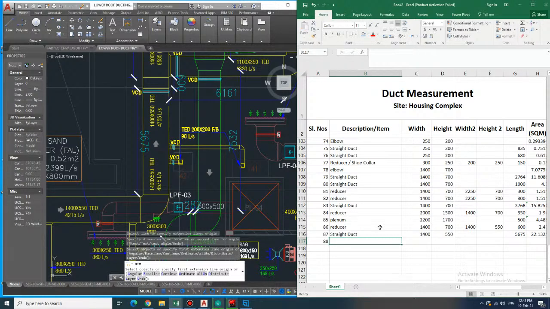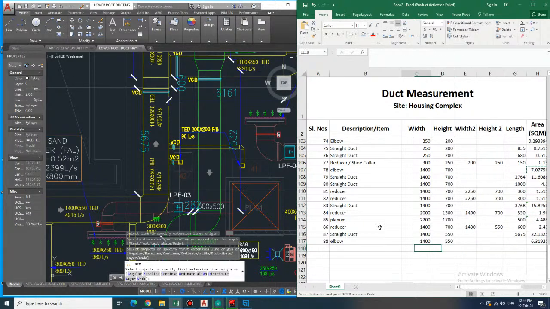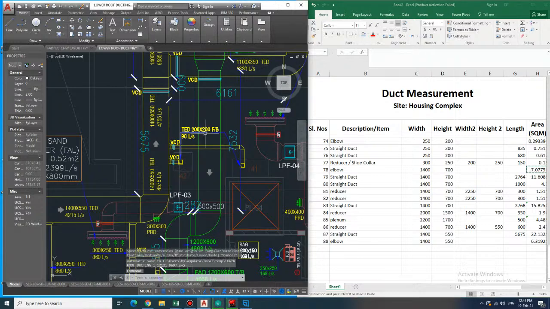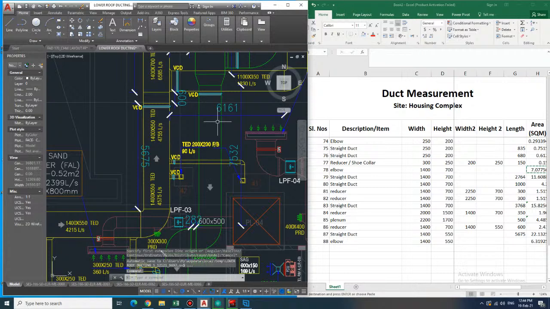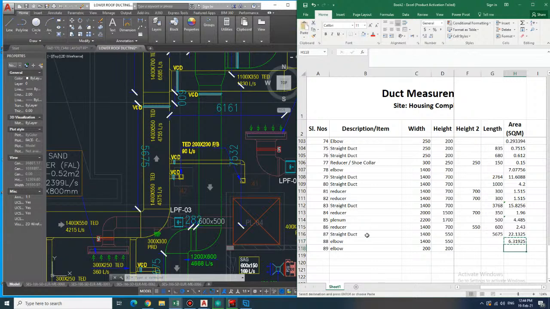Going to 88. There is an elbow, 1400 by 550. Oh, that's an elbow. Before that we need to do something. Okay, 6.3 square meter will come. Before that we missed this one. We have to do these two elbows here. Both are the same size, so we can put two elbows, also size 200 by 200. We put the same equation here.